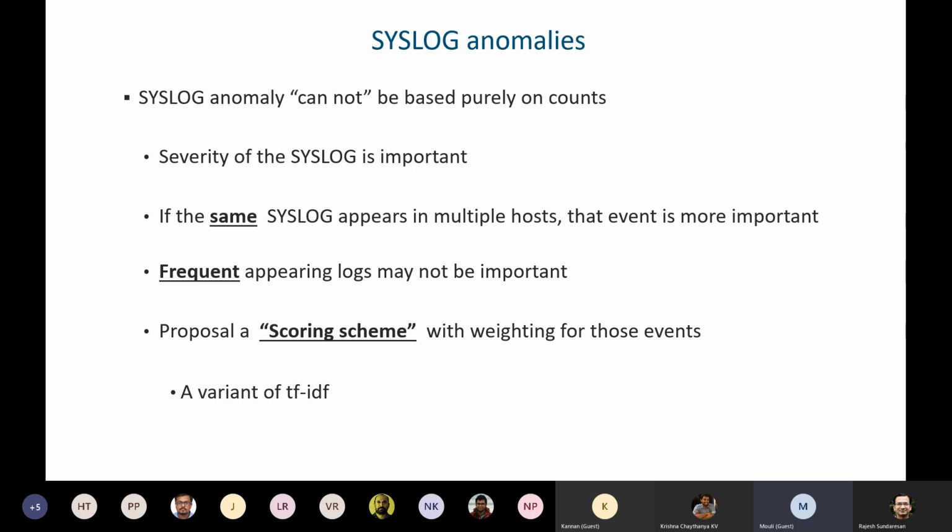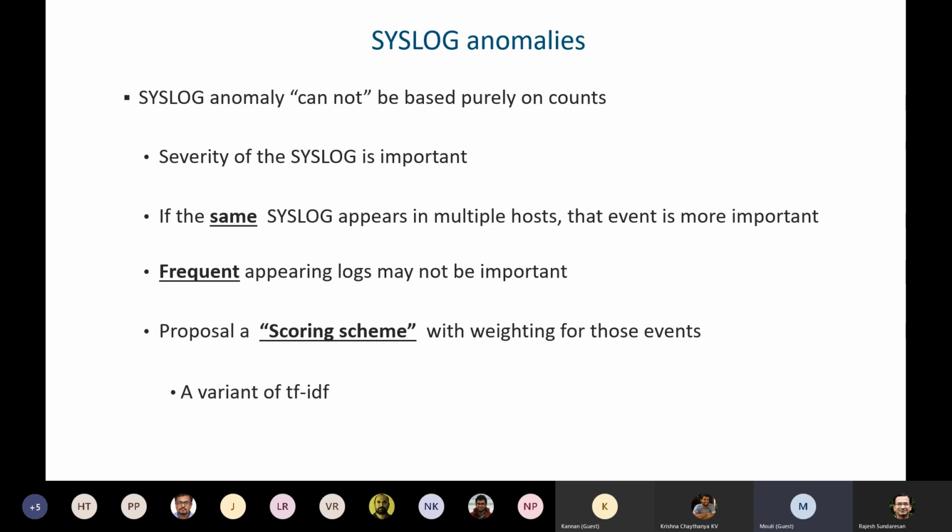Another important consideration is that if a log appears frequently in all devices, most of the time people ignore it, and they are not that worried. So our proposal is to look at a scoring scheme for weighting these events. We have, let's say, the mnemonic counts. For each mnemonic, how many counts are there? But on top of that, to incorporate all these considerations, we thought we would devise a scoring scheme.